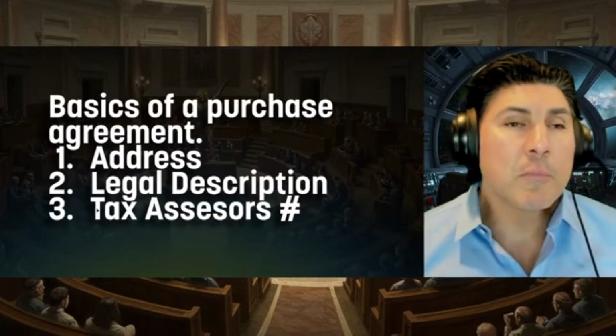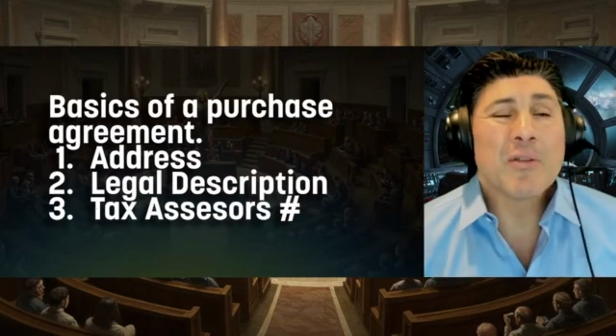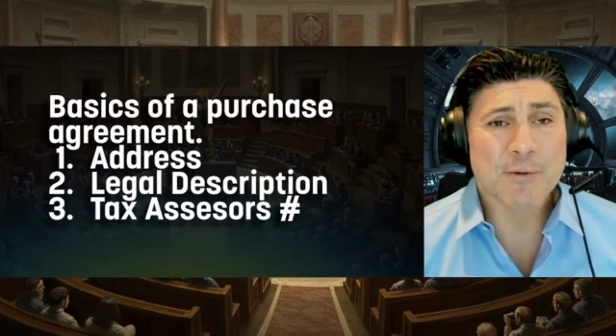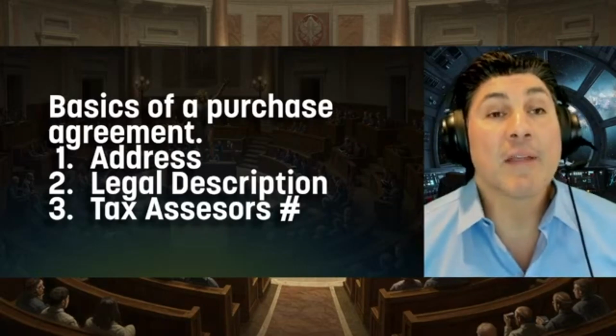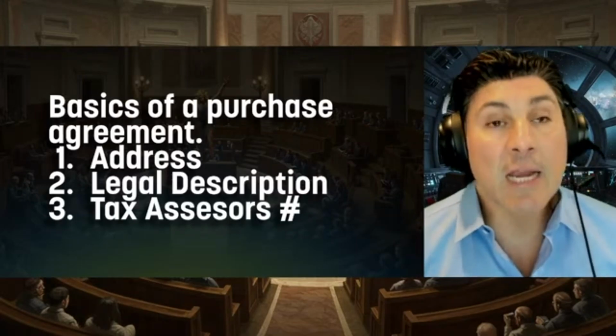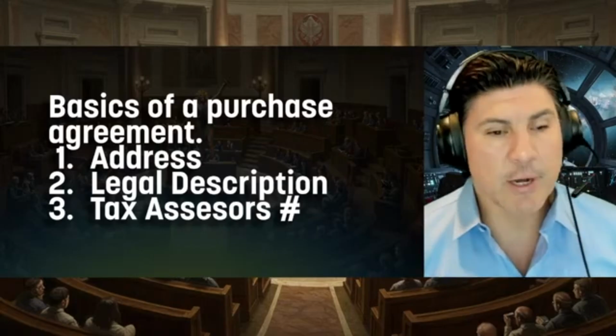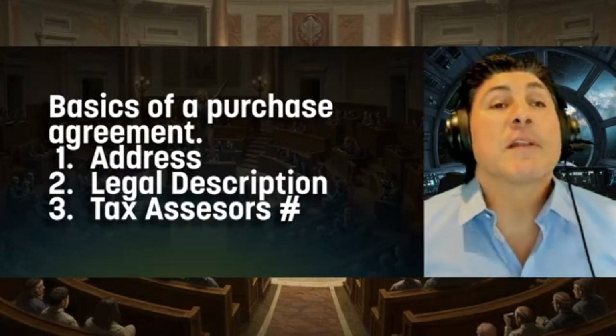Number one, you need the address, right? I mean, I know that it sounds like common sense and everybody should already know that you're going to need the address in there, but you want to have the address. You want to have the whole address. So it's 1234 Mockingbird Lane, Los Angeles, California, 90210, right? The full address. Okay. Second thing you're going to want is you're going to want the legal description.